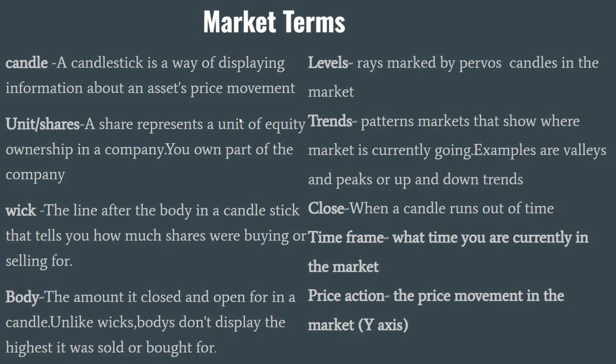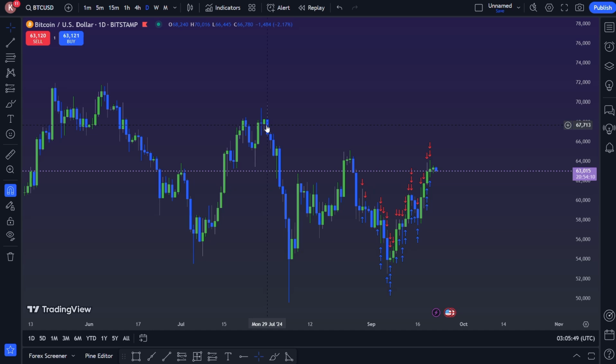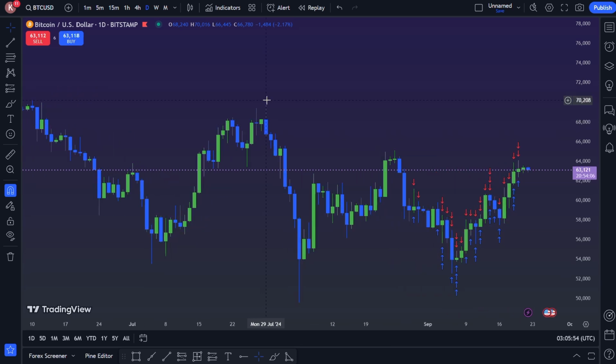Now here are the market terms. There is a candle, which is a candlestick displayed in TradingView. We're going to be using TradingView. So let me show you how a candle looks like. A candle looks like this.